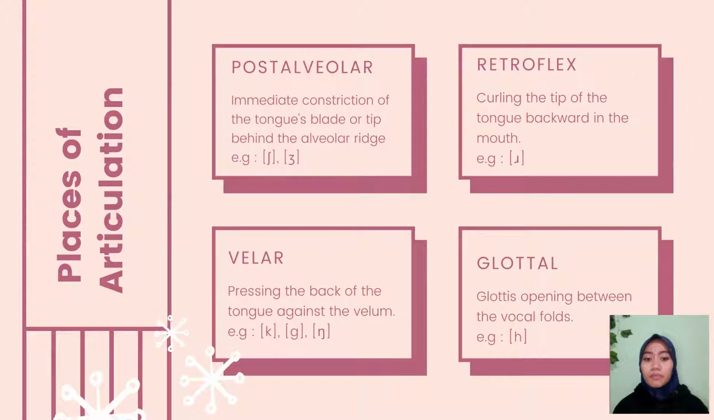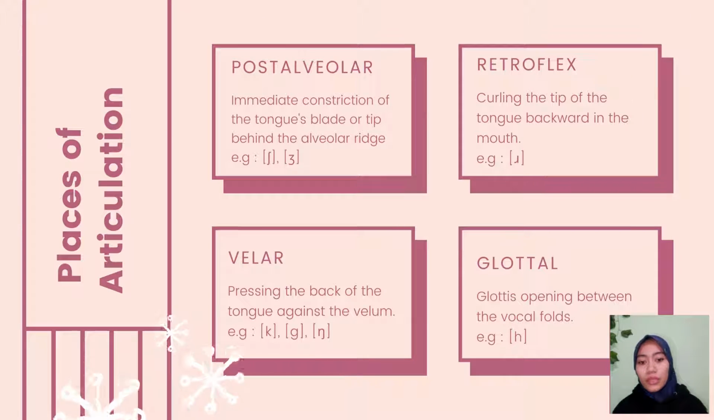And then there is postalveolar. It's a sound made by the tip or blade of the tongue constricting behind the alveolar ridge. The examples are sh and zh. There is also retroflex. It's a sound made by curling the tip of the tongue backward in the mouth. The example is the r in the words perro and carro in Spanish.